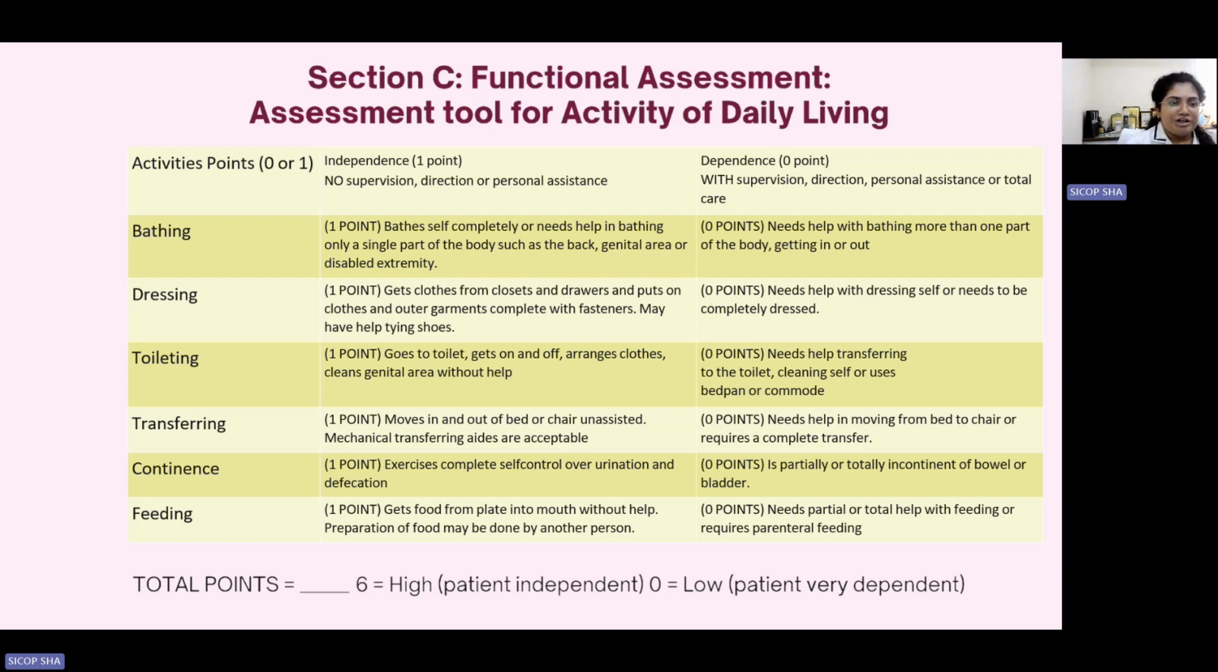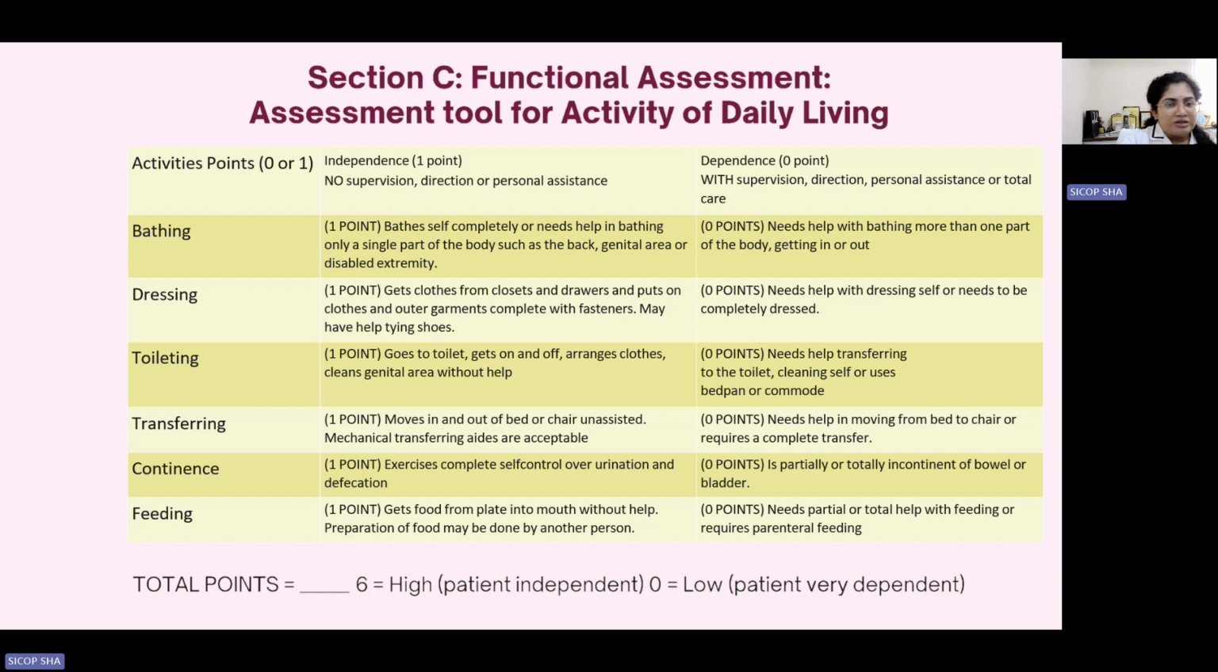The activity points will be 0 or 1. If they are independent, they get 1 point: no supervision, direction or personal assistance is required. If they are dependent, needing supervision, direction, personal assistance or total care, that is 0 points. For bathing, 1 point if they bathe completely by themselves or need help bathing only a single part of the body, such as the back, genital area or a disabled extremity.